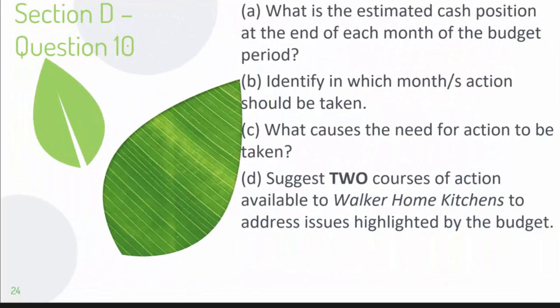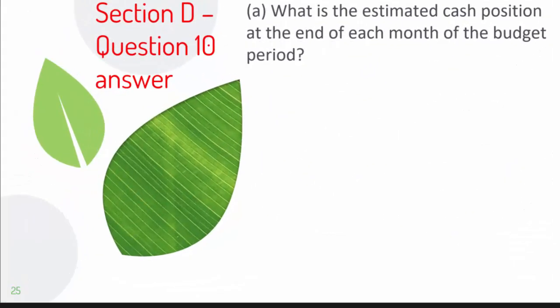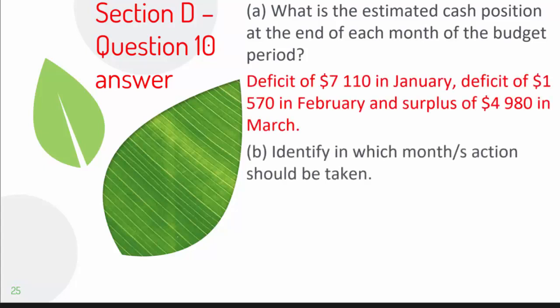Okay, let's look at section D 2017, and as I said to you before, that's looking at a cash budget. So there are the questions, the parts of question 10. I'm going to go through them one by one. You had to look at what's the estimated cash position at the end of the accounting period. So you just have to look at the final figure. The final figure in the cash budget is 4,980.